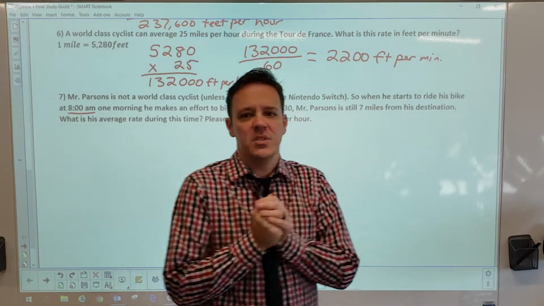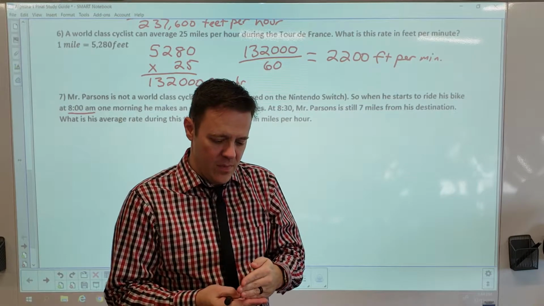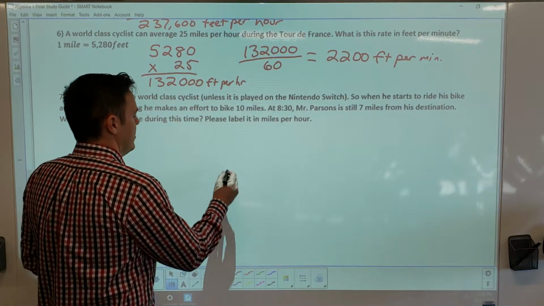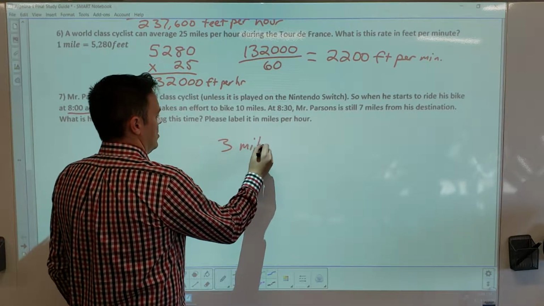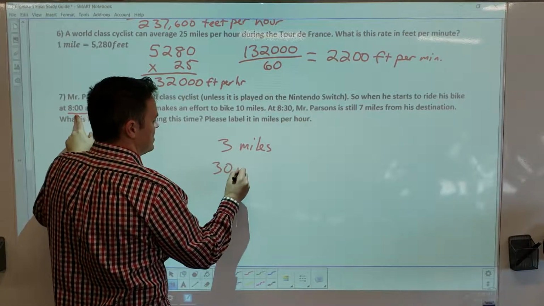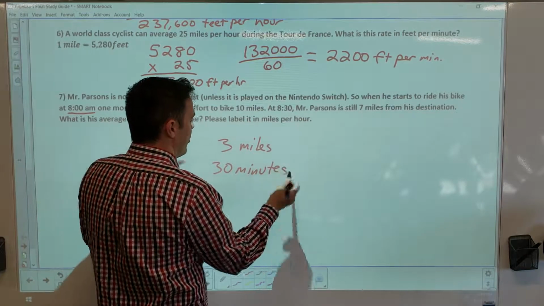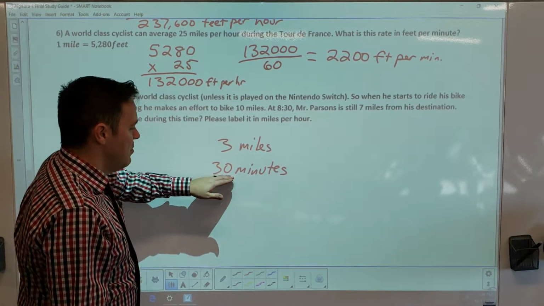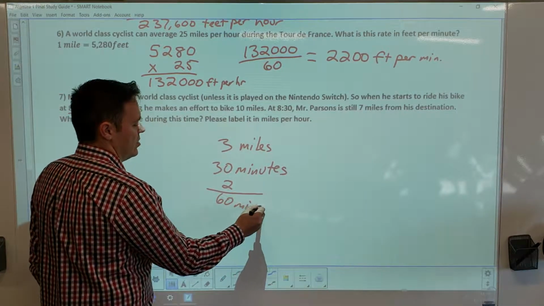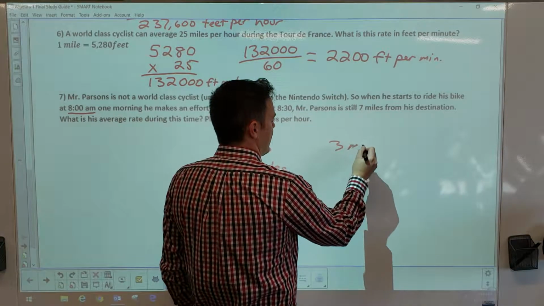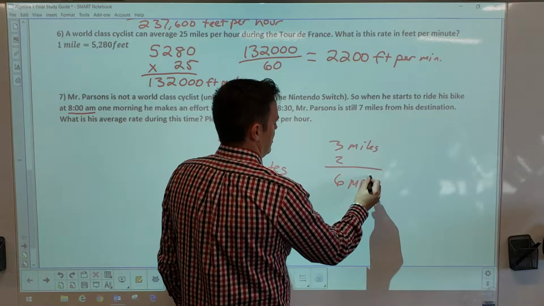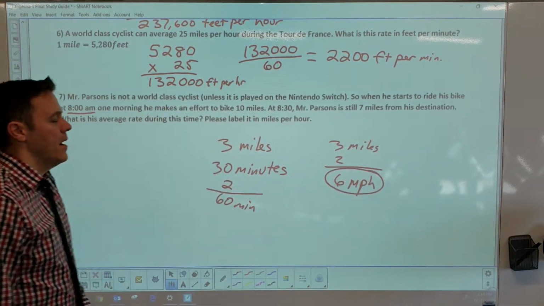So the question then becomes, if you start at 10 and you're 7 miles from your destination, how far have you traveled? Well, he's traveled 3 miles. Okay, and then how long did it take him? It took him 30 minutes. So if you want to convert this, it's pretty simple, right? Multiply 30 by 2, you get 60 minutes, which is an hour. So in that case, you take 3 miles, you multiply it by 2, you get 6 miles per hour. That's his rate. All right, simple setup.